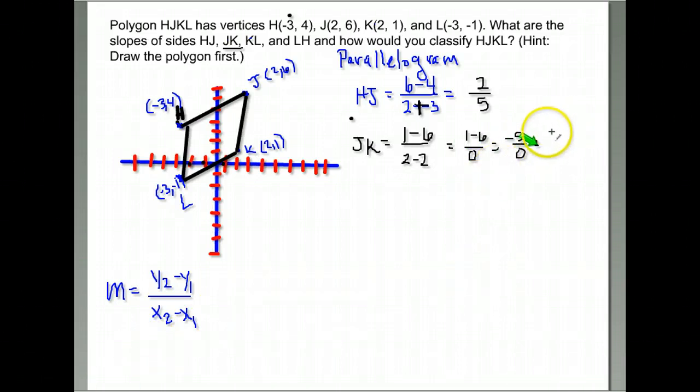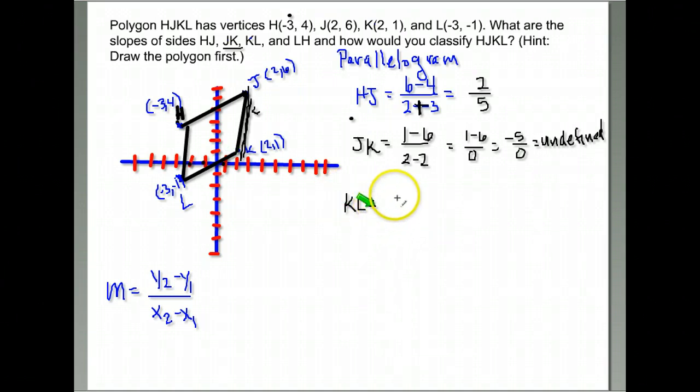Okay, so what that does for us is it gives us a slope that is considered undefined. So in looking at this, what that means is that this should be a straight up vertical line. Again, my graph was off a little, but these both go through 2, so this goes straight up and down. Okay, let's carry on. Let's find the slope of KL.